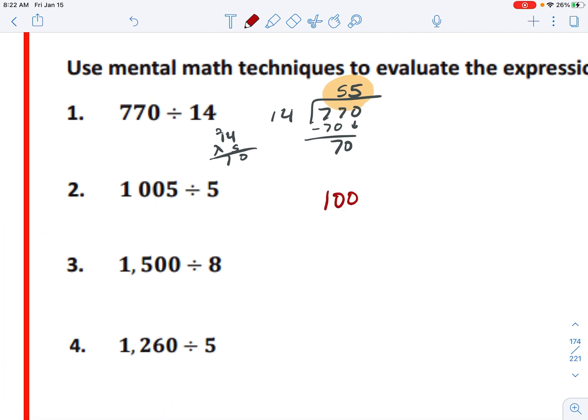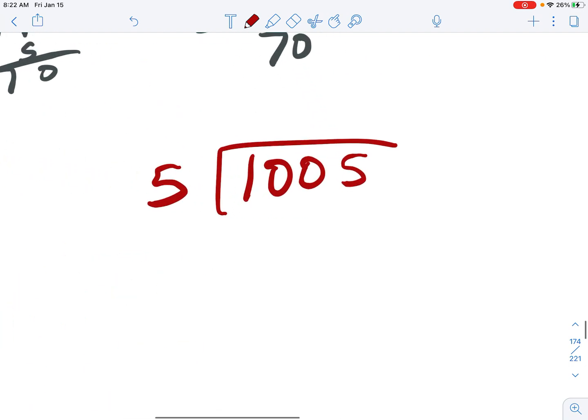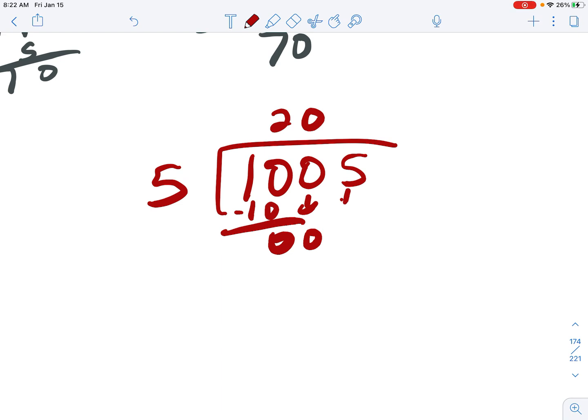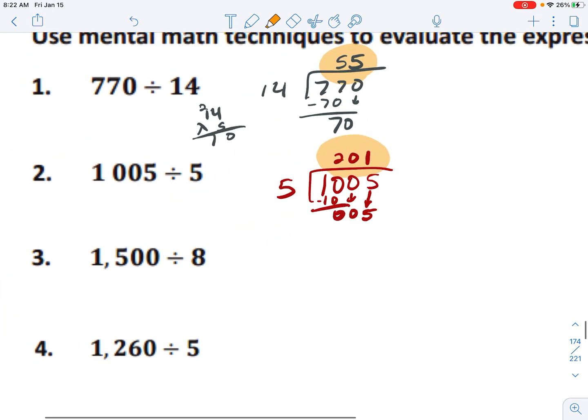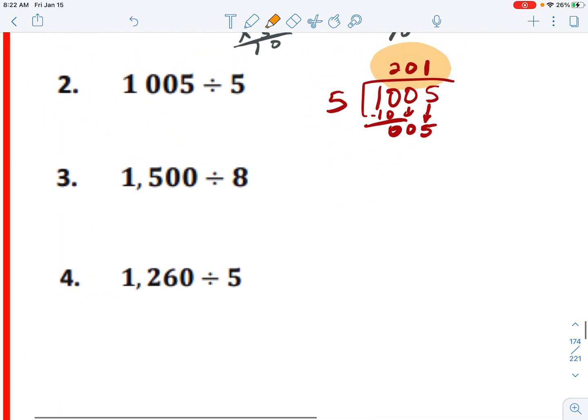Let's look at number 2. Number 2 is 1005 divided by 5. 5 is going to go into 10 twice. We subtract this, and we get 0. Bring down the next number. 5 goes into 0 zero times, so we put down a 0, and then we bring down the next number, 5 doesn't go into 0, so we have to put down a 0, and then you have to bring down the 5 next, and 5 goes into itself one time. So our answer comes out to 201.